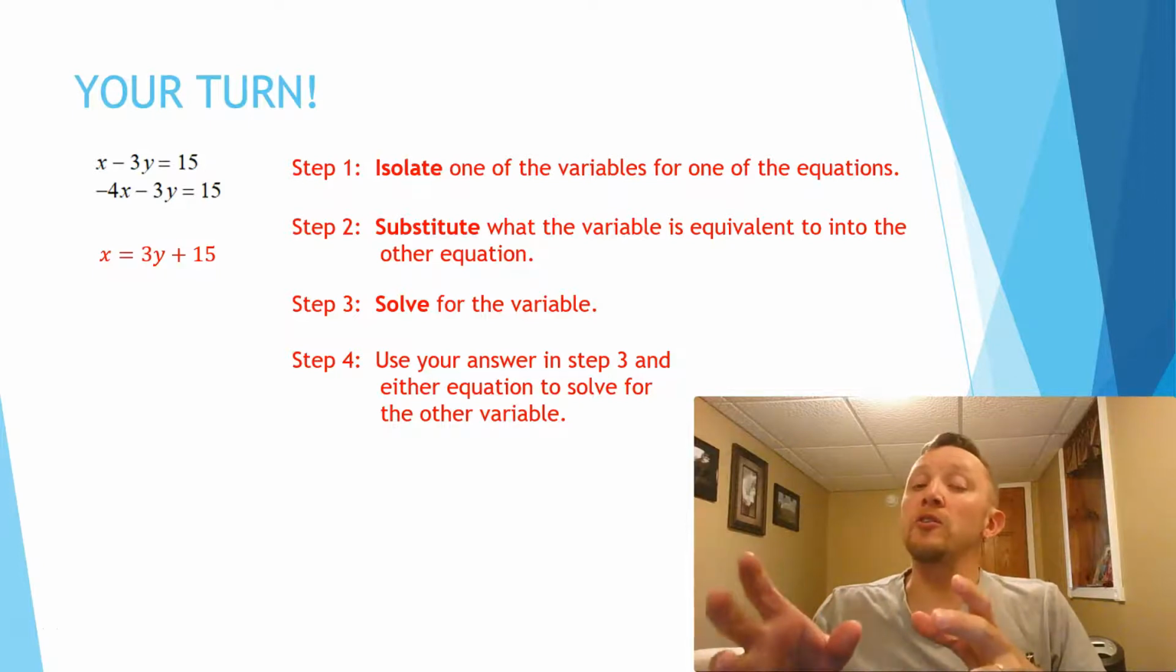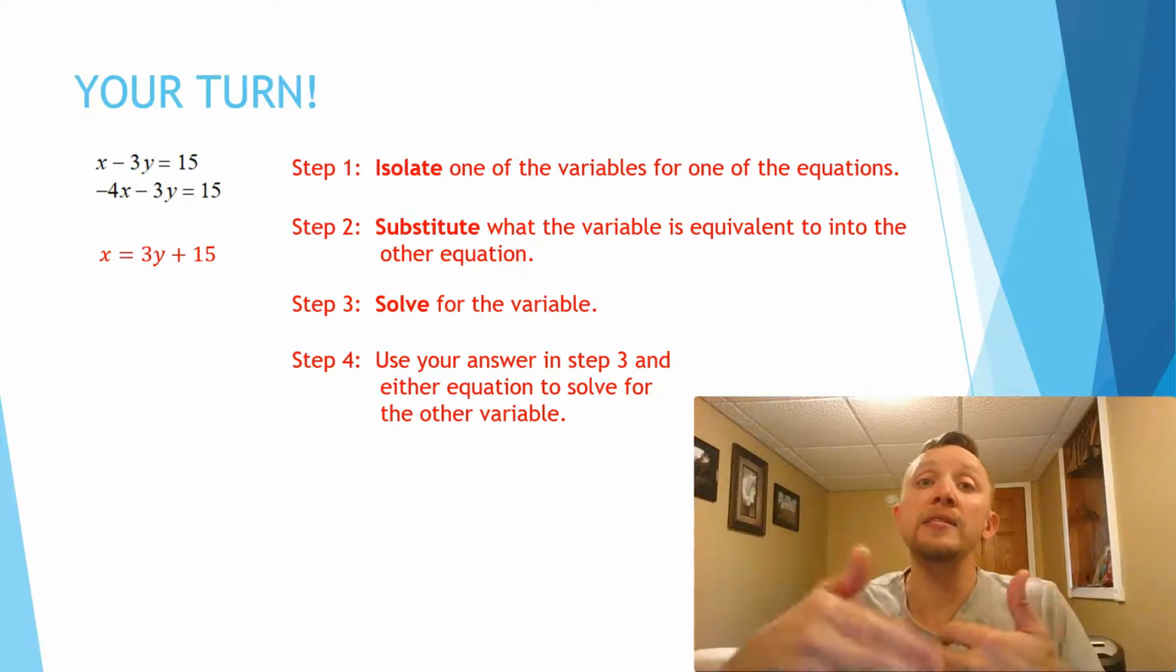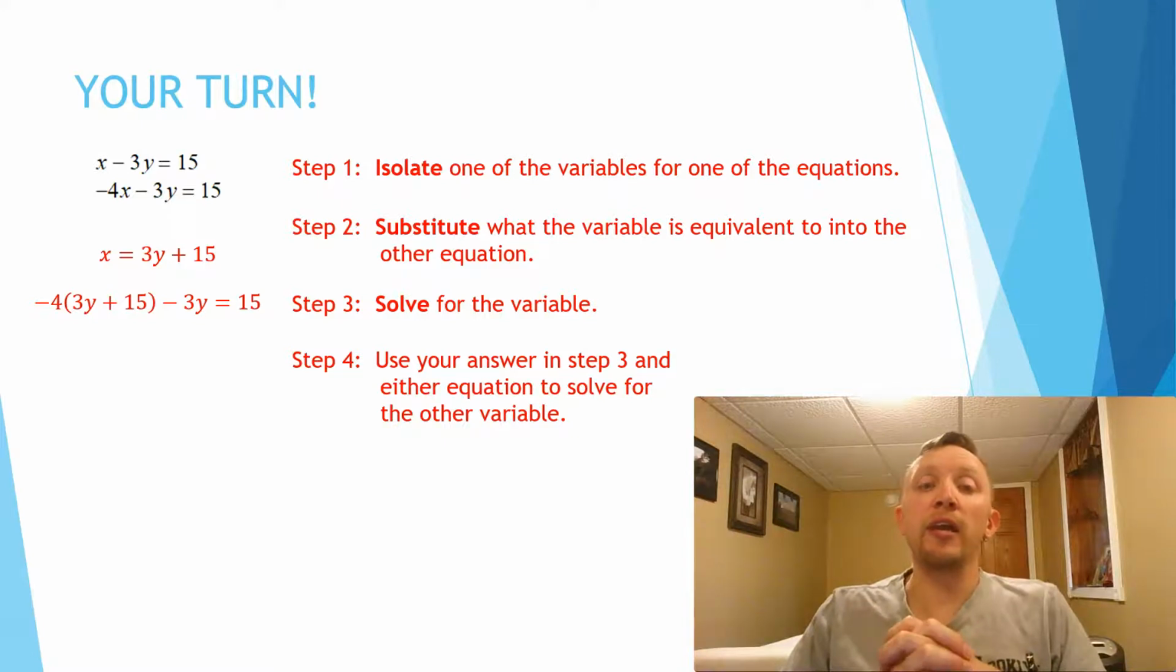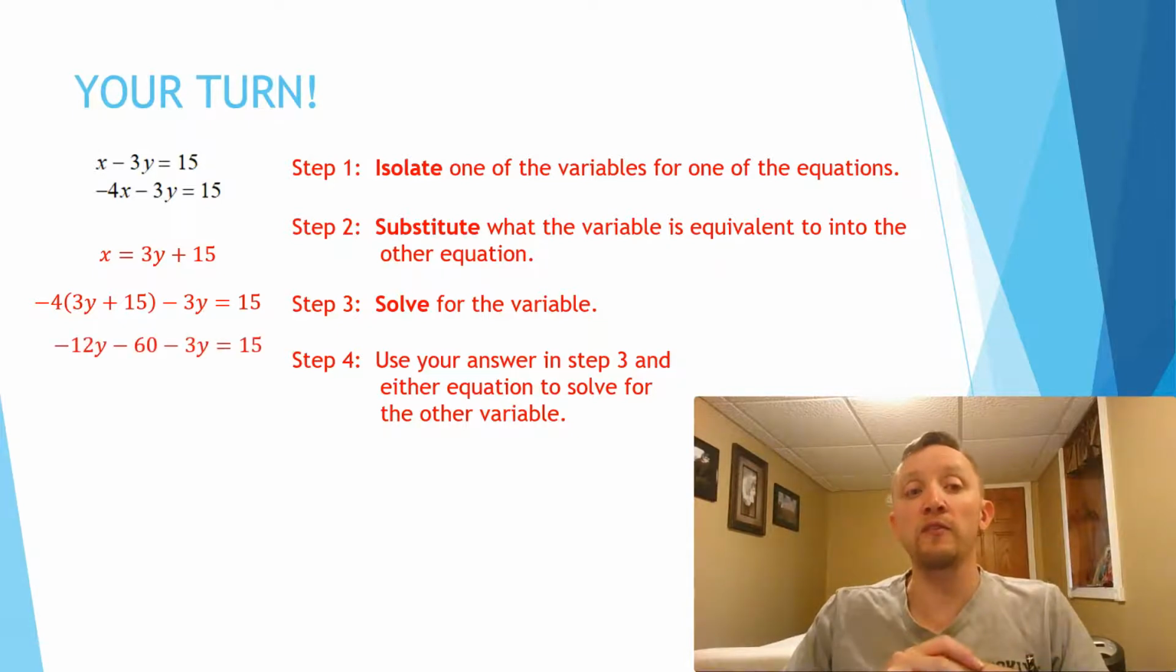All right, so now we're saying that x is the same as 3y plus 15. So in that other equation, we can replace x with 3y plus 15. So I would have negative 4 times that quantity, 3y plus 15, minus 3y equals 15. And then again, our next step would be to solve for the variable. So I would distribute the negative 4 through. That gives me negative 12y minus 60, minus 3y equals 15.